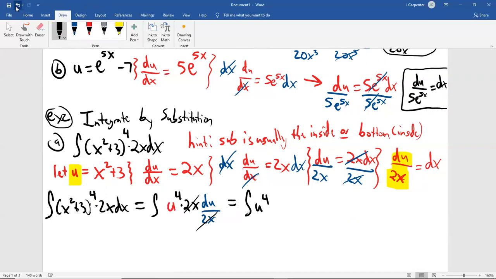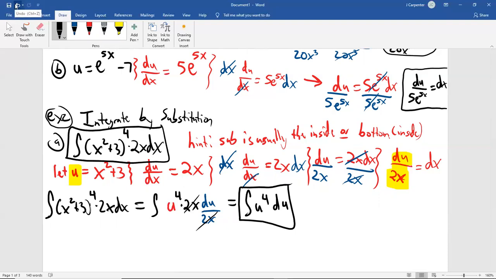Gone, gone. Now again, the 2's don't necessarily have to go. What's absolutely important is that the x's are gone, and all you have are u's and du's. So this is now just the integration of u to the 4th du. Look how simple that is in comparison to the original problem. It looks like a D4. I'm going to fix that. But just look at the comparison of those two examples. They're mind-blowingly different.